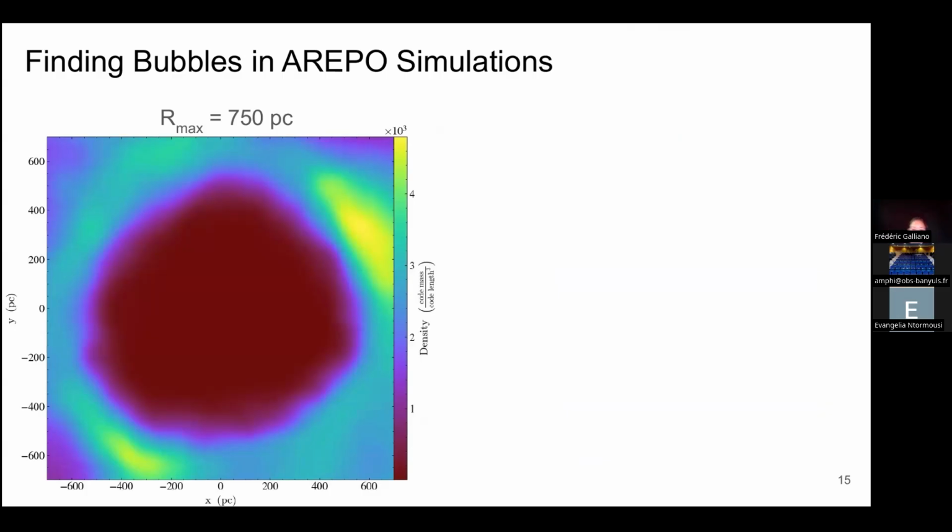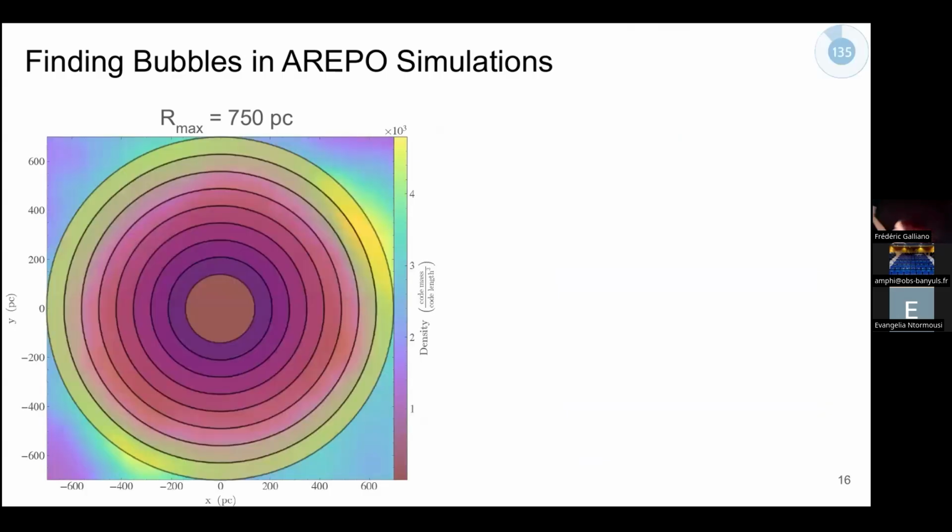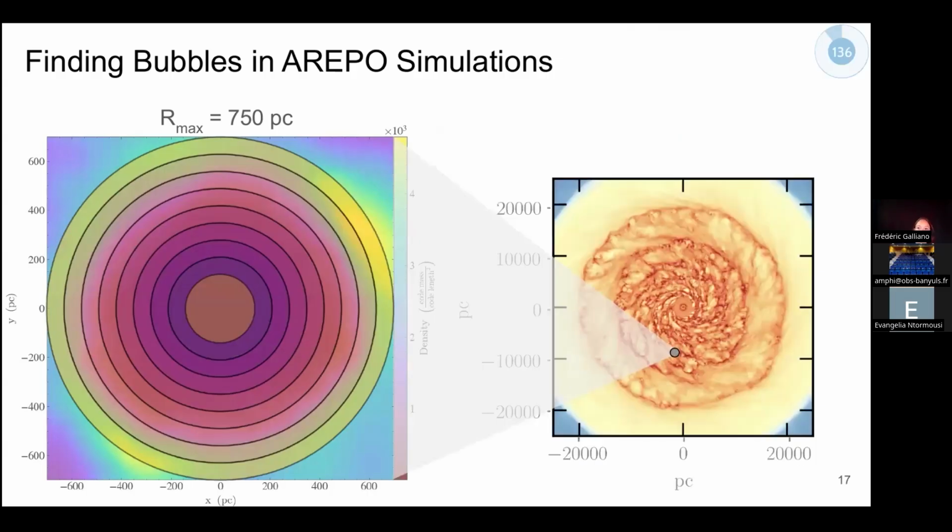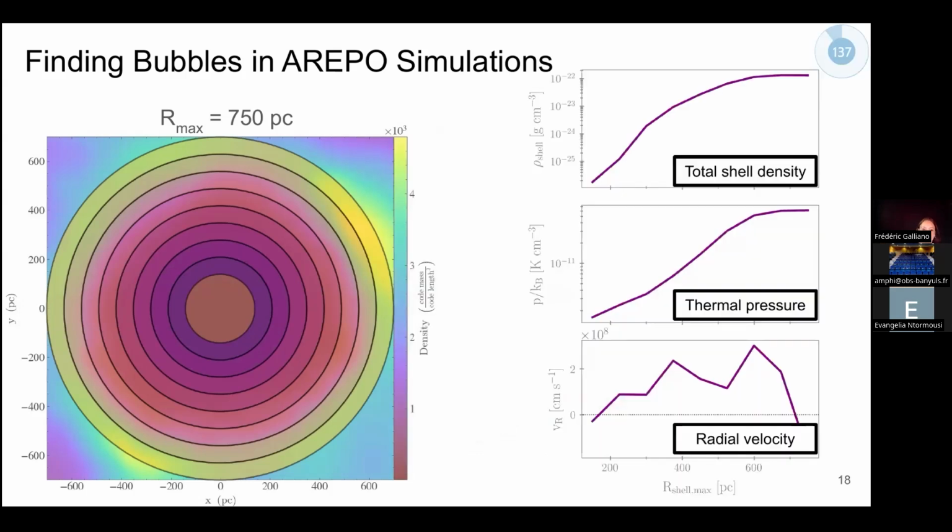Of course we're showing it to you. We compute all of the properties in different shells to see how that changes with radius. This is the actual size compared to the galaxy. It looks large, but remember how small this is in the grand scheme of things. We can see density and thermal pressure increase with radius, as we would expect for one of these bubbles, and radial velocity increases until we get to shells that are outside of that dense shell.